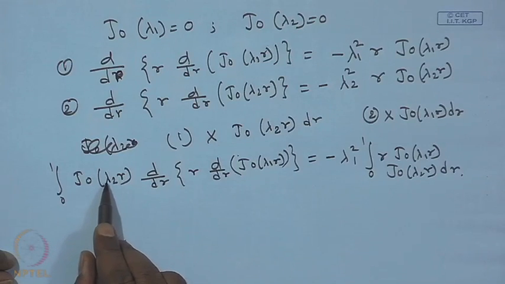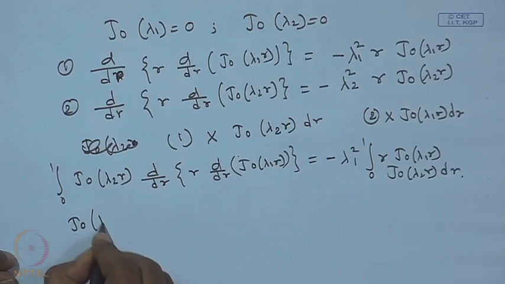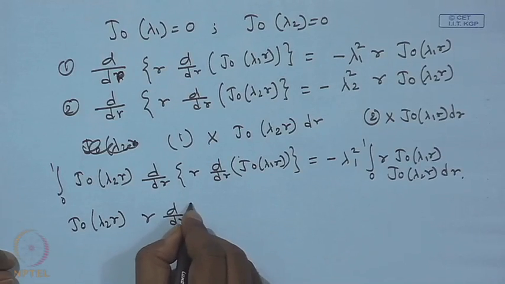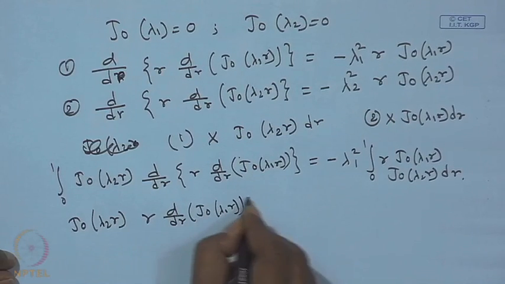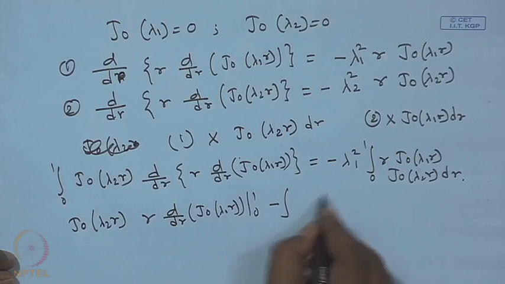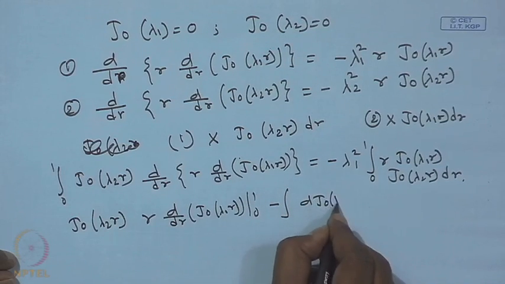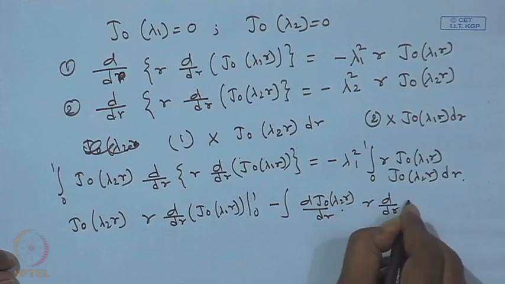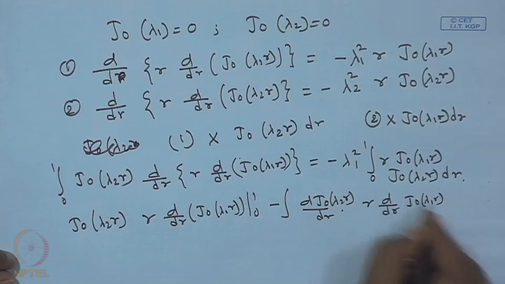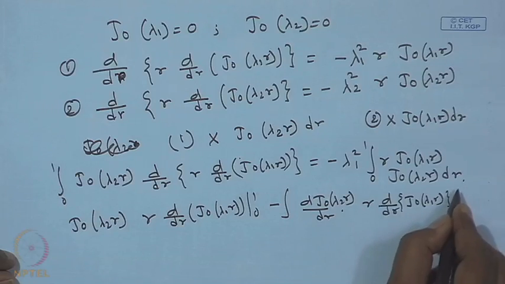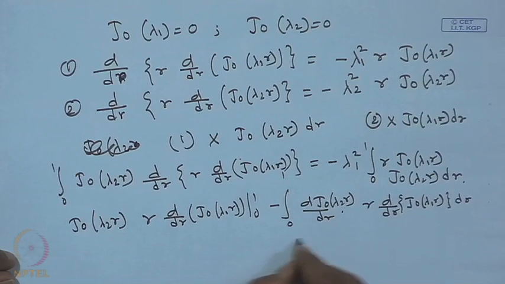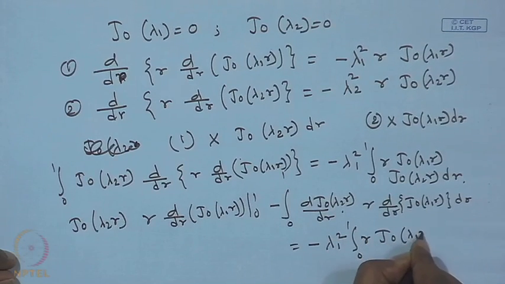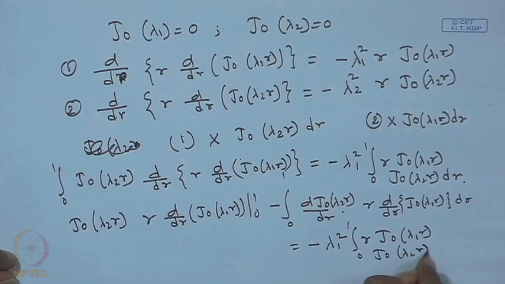So, first function times integral of second function. The first function is J 0 lambda 2 r, and the integral of the second function will be nothing but r d dr of J 0 lambda 1 r from 0 to 1, minus the differential of the first function, that means d J 0 lambda 2 r dr, multiplied by the integral of the second function, r d dr J 0 lambda 1 r, integrated from 0 to 1 dr, is equal to minus lambda 1 square times the integral from 0 to 1 of r J 0 lambda 1 r J 0 lambda 2 r dr.